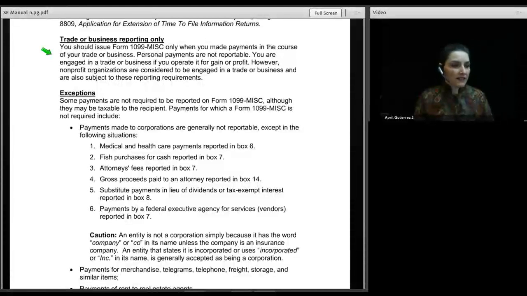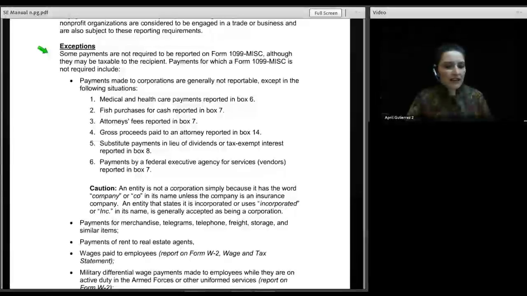But if you run a business and you're paying rent to a landlord for your business, then you would need to 1099 that landlord. There are some exceptions to the 1099 requirement. Some payments are not required to be reported on Form 1099-MISC, although they may be subject to tax for the recipient. Payments for which a Form 1099 is not required include payments made to corporations, except in the following situations. If the corporation is medical and healthcare payments reported in Box 6, it still needs to be 1099.